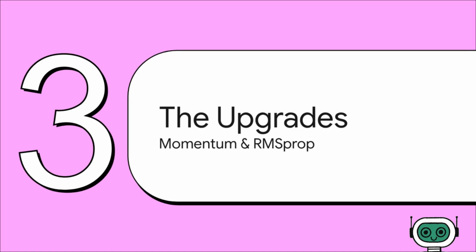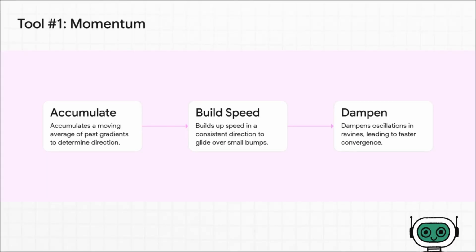So, to navigate these tricky ravines better, our explorer needs some upgrades. And two key ideas came along to solve SGD's problems: momentum and RMSprop. Think of momentum like giving our explorer a skateboard. Instead of just taking one jerky step at a time, you start building up velocity from your past steps. This helps you glide right over little bumps. And in those ravines, the side-to-side movements start to cancel each other out, but the momentum in the true downhill direction just keeps getting stronger.